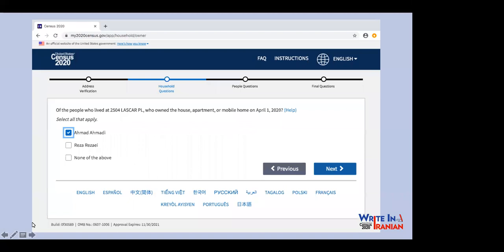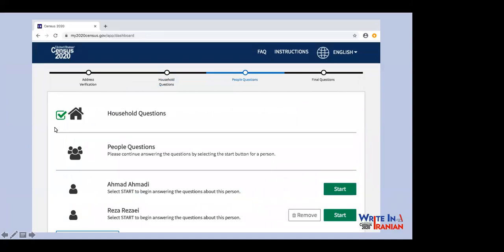The next slide states who actually owns this house. Is it Ahmed Ahmadi or Reza Rezai? And you answer that accordingly. They just want to identify a central figure in this household, and that's the reason they asked this question. Then we go to the next slide, and the good news is you're done with the household questions.